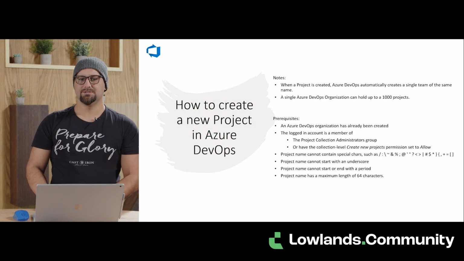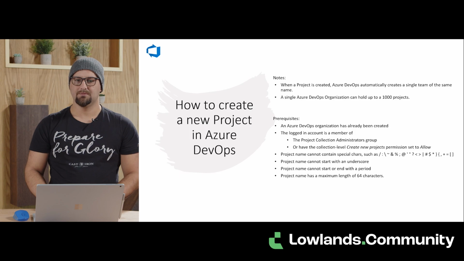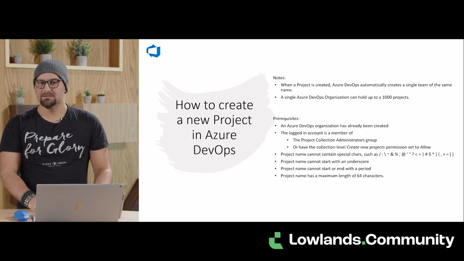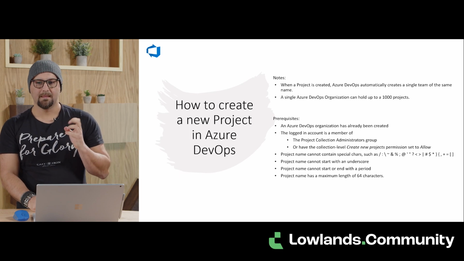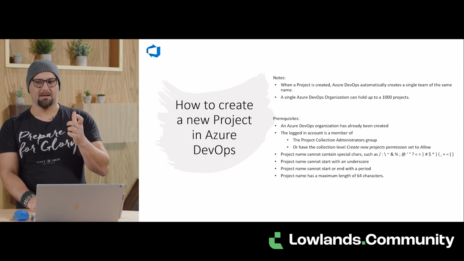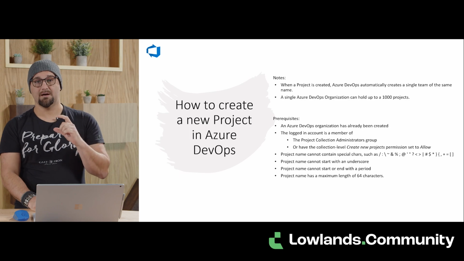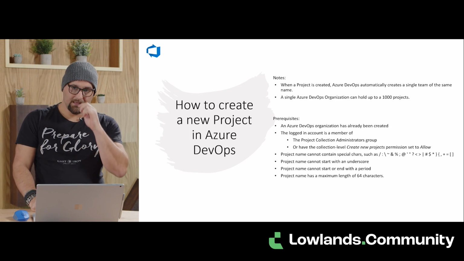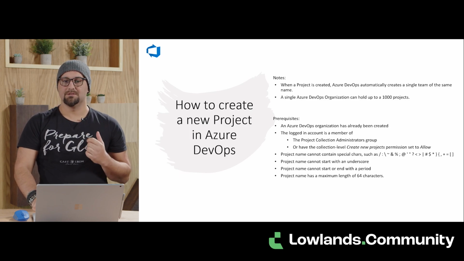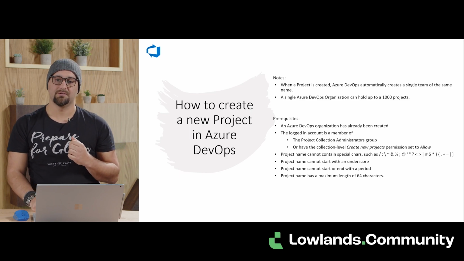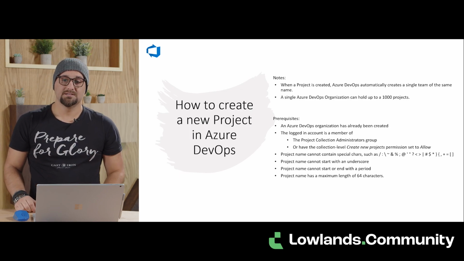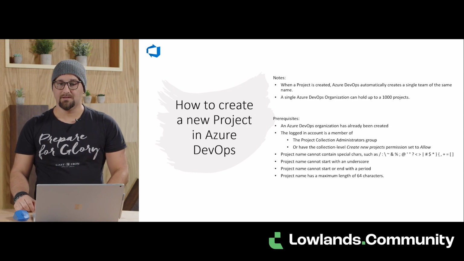We have a couple notes and some prerequisites that we need to take care of first. The first one is that when a project is created in Azure DevOps, a team is also created. Keep that in mind. You're going to need that information in later episodes. Another note is that a single Azure DevOps organization can hold up to 1,000 projects, so you should have enough space to host everything you need.